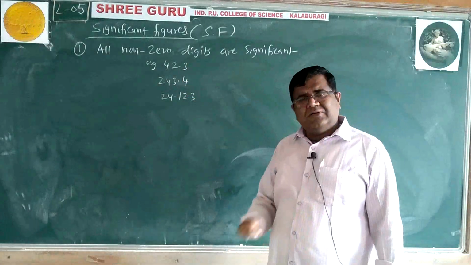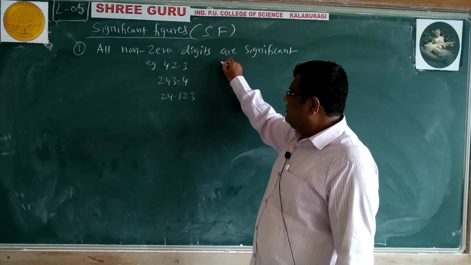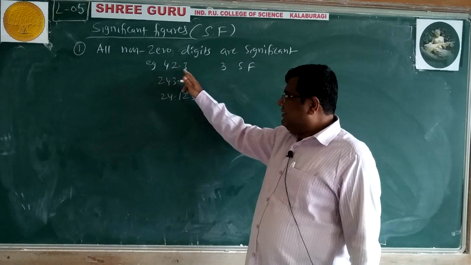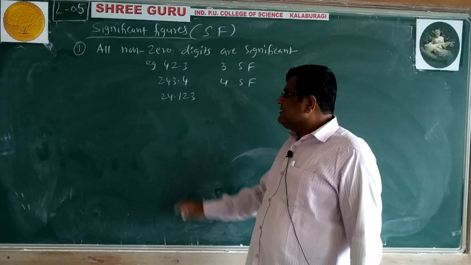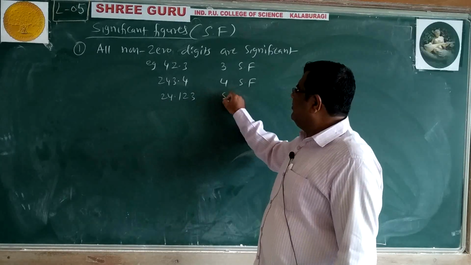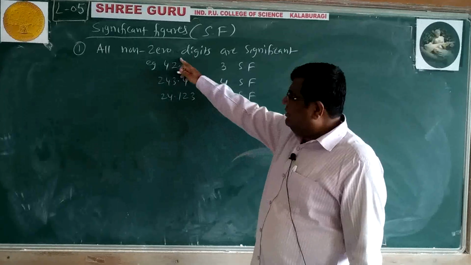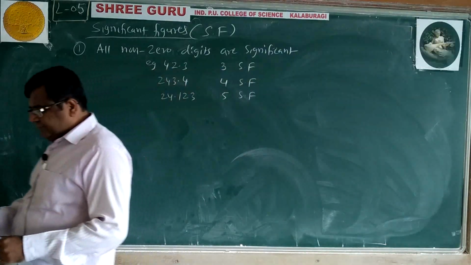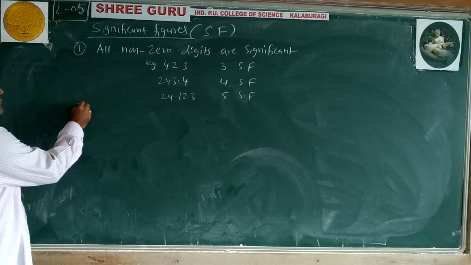Ignore this decimal when we report the significant figures. So it is 1, 2, 3. So you can say it has 3 significant figures because all non-zero digits. These are 1, 2, 3, 4. There are 4 significant figures this number has. 1, 2, 3, 4, 5. This number has 5 significant figures. Very simple. All non-zero digits are significant. This is the first rule regarding this. You just count the digits and you will have an idea about it.